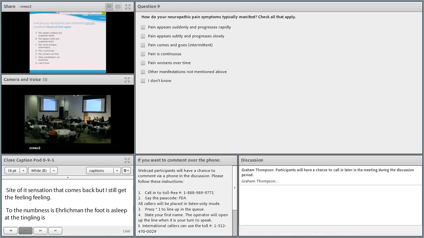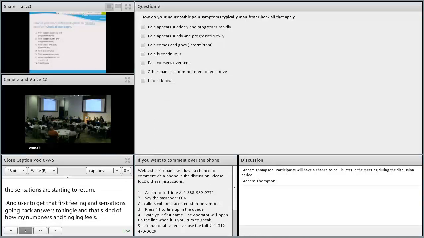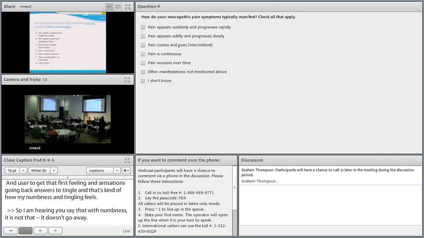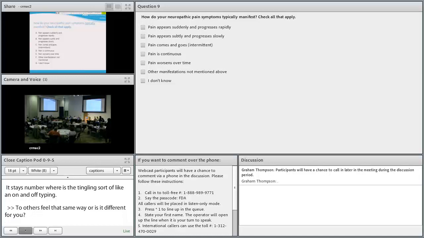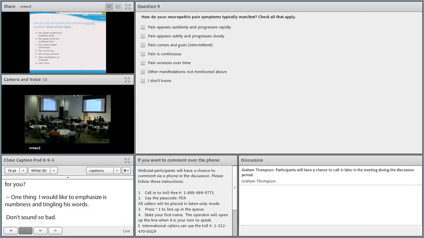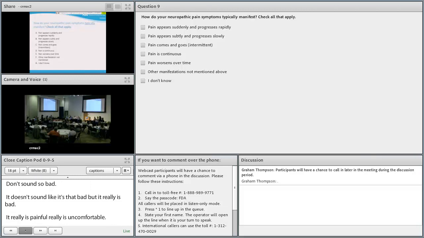Okay, so I'm hearing you say that with numbness, it doesn't go away. It stays numb, whereas the tingling is sort of like an on and off type thing. Do others feel that same way, or is it different for you? One thing I'd just like to emphasize is that numbness and tingling as words don't sound so bad. It doesn't sound like it's that bad, but it really is bad. It really is painful. It's really uncomfortable, and I wish there was another word that could better describe what we all feel, because I think we all know what we feel. Okay.